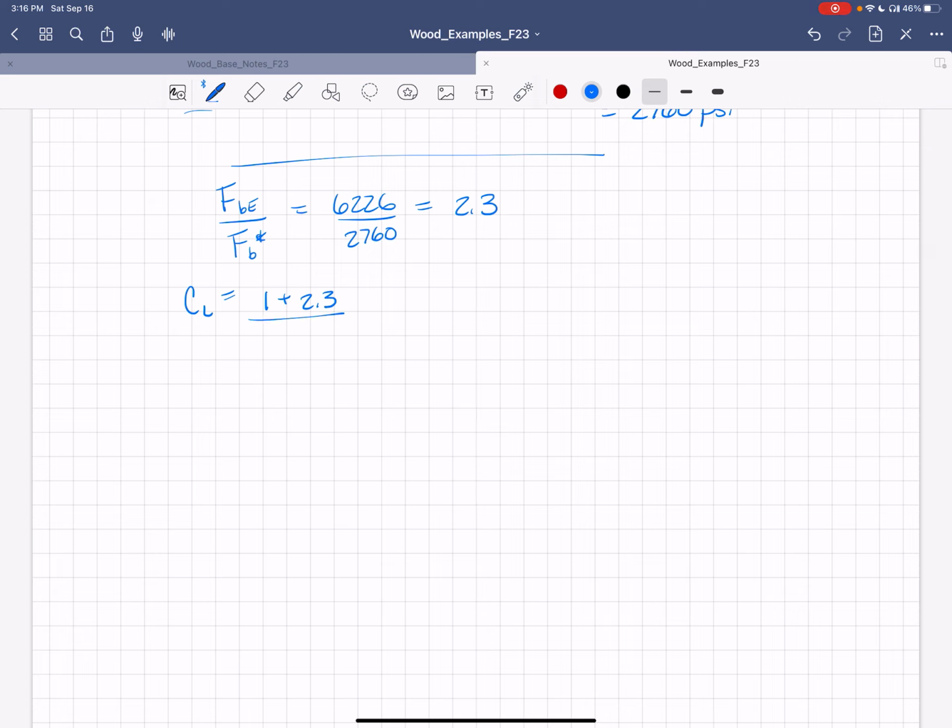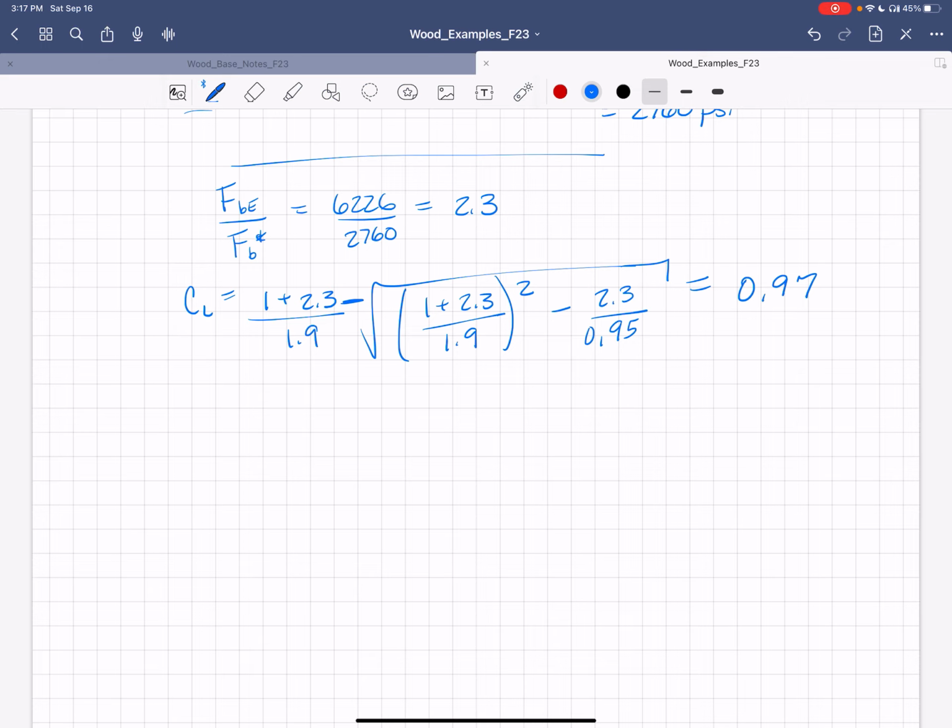1 plus 2.3 over 1.9 minus the square root quantity 1 plus 2.3 over 1.9, that quantity squared, minus 2.3 over 0.95. Probably could have simplified that one out. And I get 0.97, so pretty darn close to 1.